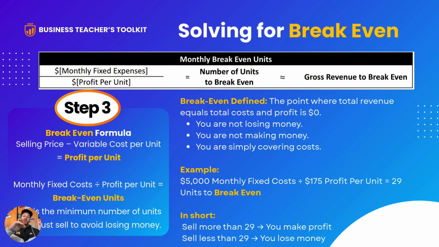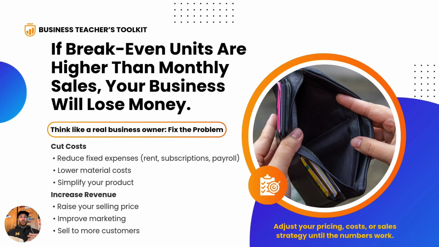Well, what is a break even unit? It's the number of units that we have to sell each month or year in order just to break even. Doesn't mean we're making money, doesn't mean we're losing money. We've now broken even. Anything we sell in addition to it is money in the bank. Anything we sell short of it, we're losing money. We are not profitable. So if break even units are higher than your monthly sales, your business is going to lose money. This is the quick fact check here.